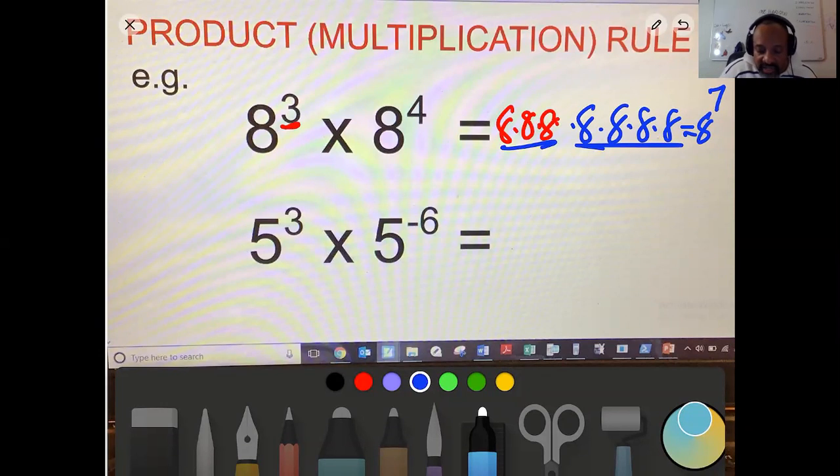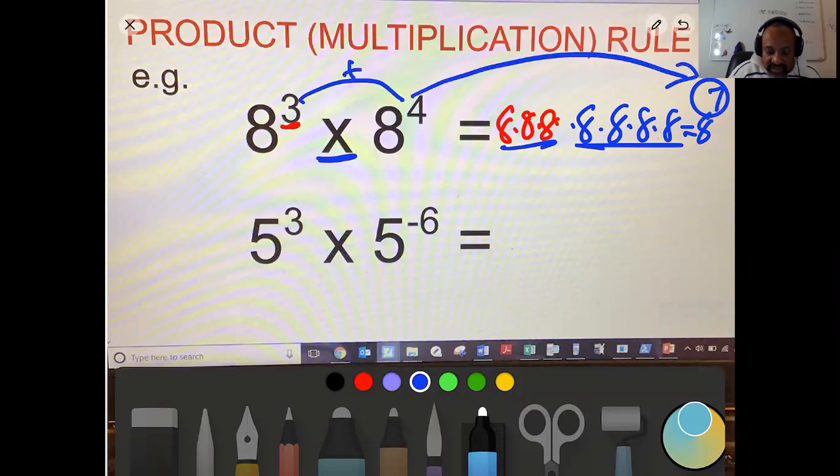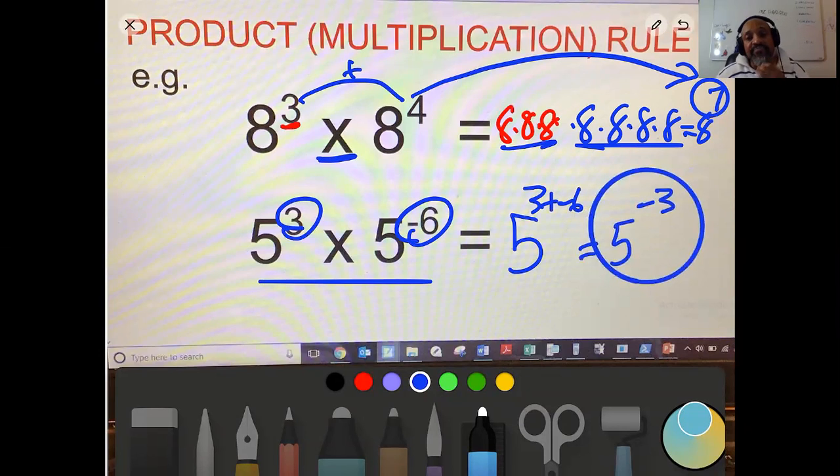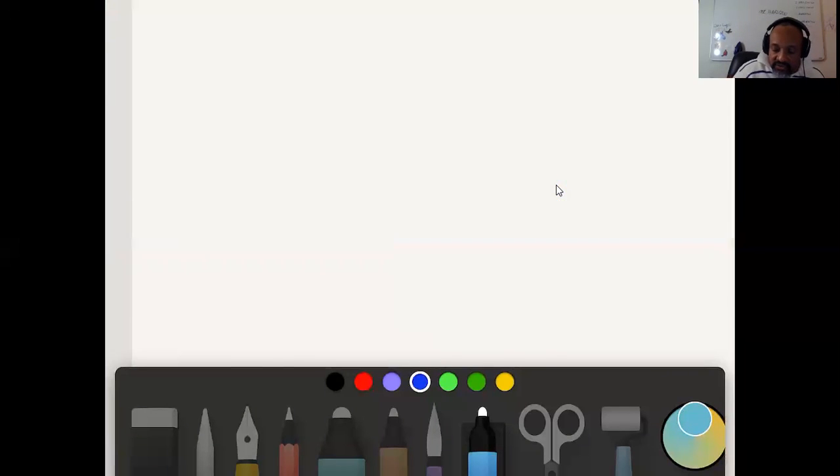That takes too long. The easy way to see is that when you do the product, you're just going to take these 2 exponents and add them together to get 7. So in this example here, we got a 3, we got a -6. So you keep the base and then you add the exponents to each other. So this is going to be 5 to the -3rd power, and we're done. I'm going to show you how to get rid of negative exponents in a second, but for now, that's what we're doing. Now let's go back over.